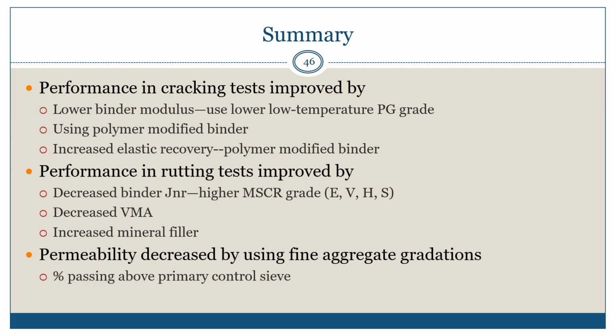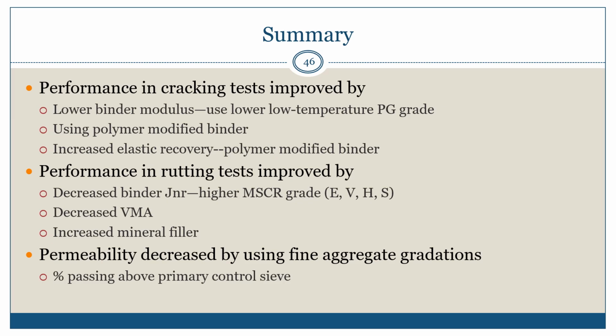Typically, you get that by going to a low temperature PG grade. If you're not using a polymer modified binder, by moving to this type of material, you can also get substantial improvements in your cracking test. If you're already using a polymer modified binder, try to find one with an increased elastic recovery.